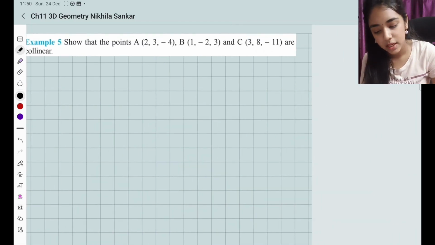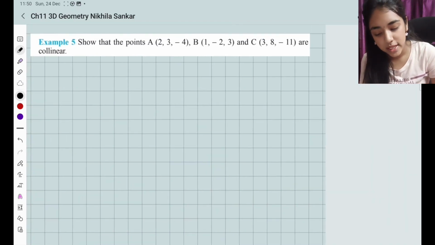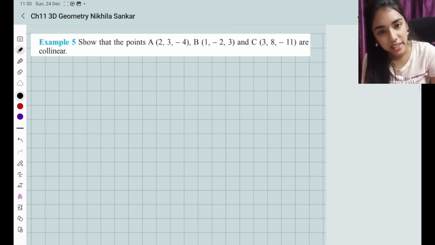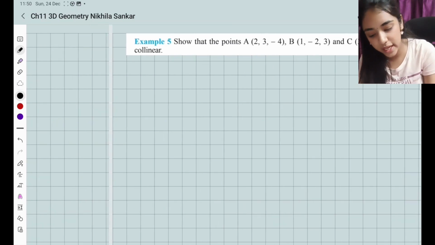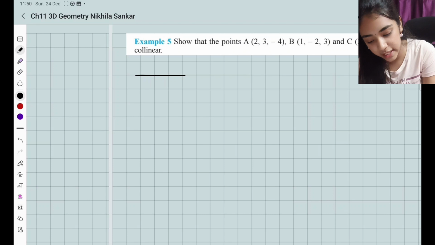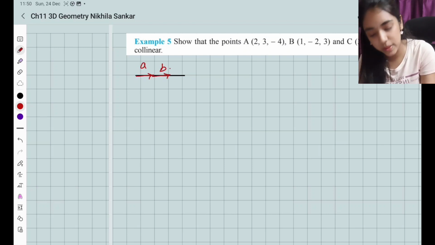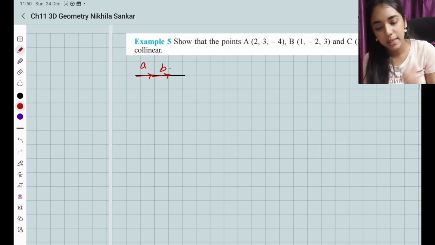Now, fifth question. Show that the points A, B, C are collinear. Collinear na அர்த்தம்? They are going to be either in the single line. One single line la இருக்க போகுது. So I have a vector A to be like this and B also to be like this. So ஒரே லைன்ல இருக்க போகுது. இதை எப்படி ப்ரூவ் பண்ண போறோம்?